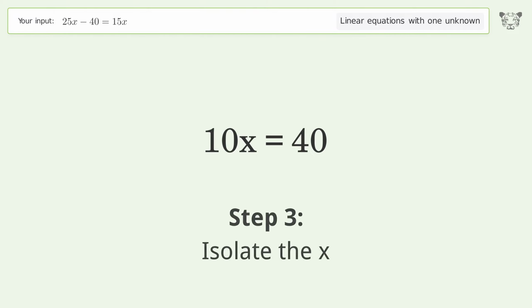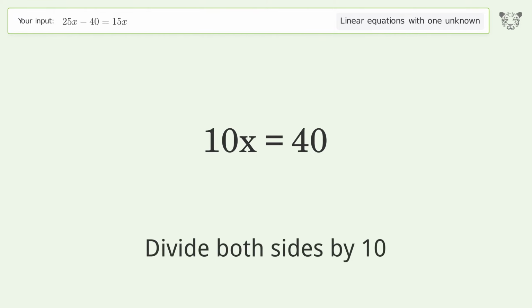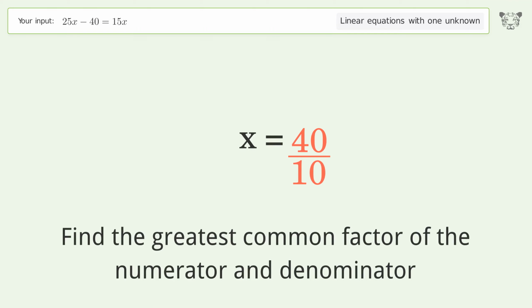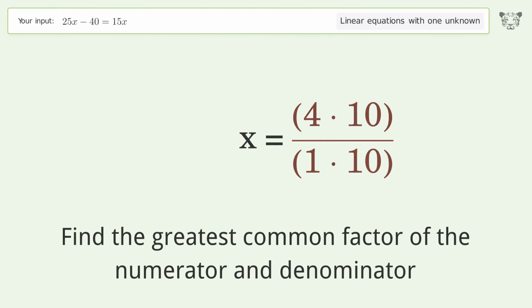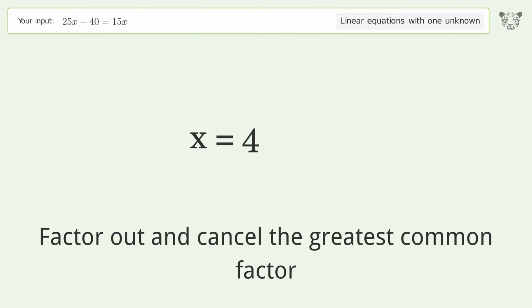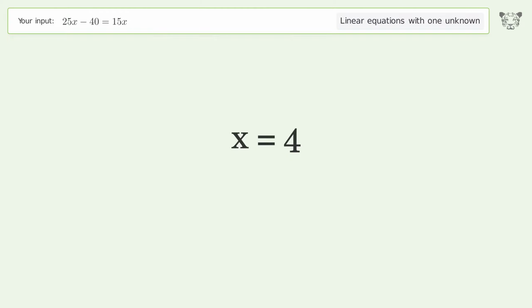Isolate the x. Divide both sides by 10. Simplify the fraction. Find the greatest common factor of the numerator and denominator. Factor out and cancel the greatest common factor. And so the final result is x equals 4.